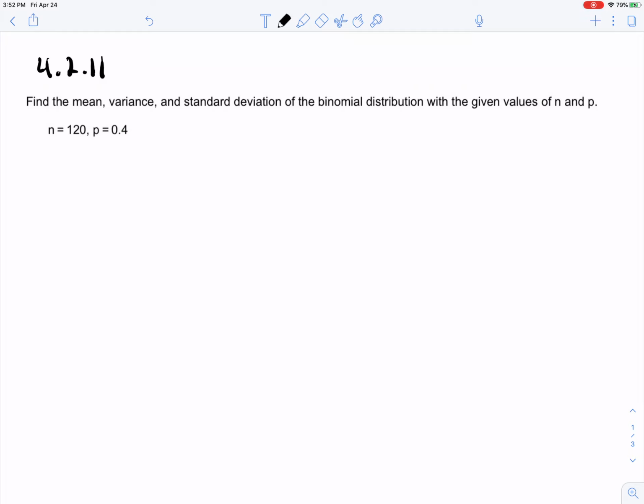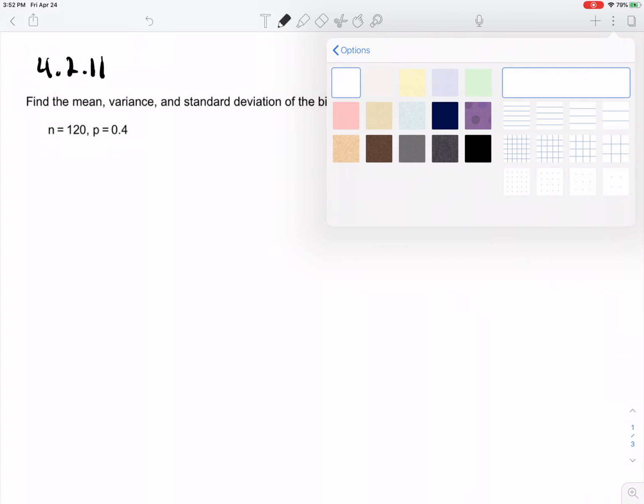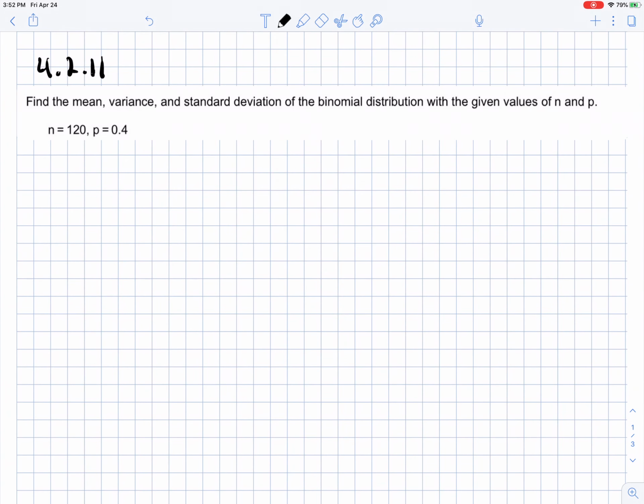So if we want to see it, can we use the normal distribution to approximate the binomial? Okay. So first we need to see if we can do that. Let me do it like this. I'm going to do paper. We need to see first if we do np and nq, are they both greater than or equal to 5? If so, we can use the normal distribution to approximate the binomial.